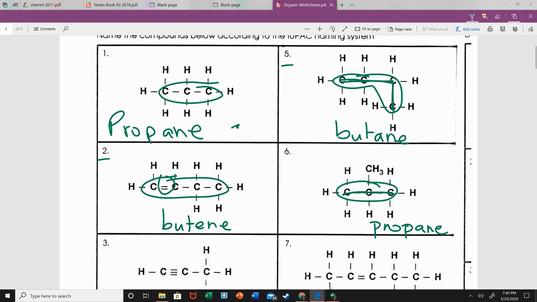Now, there's a branch outside of my carbon chain. There's a carbon outside my circled chain. So now I've got to label that as a branch.